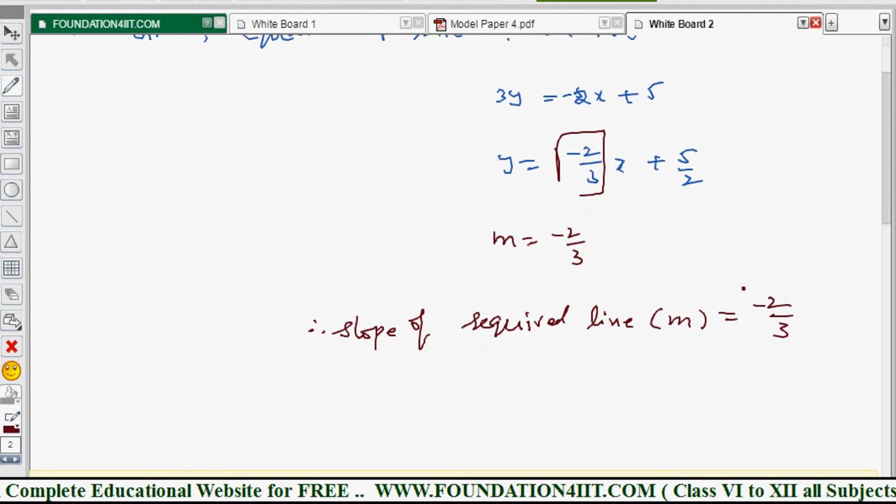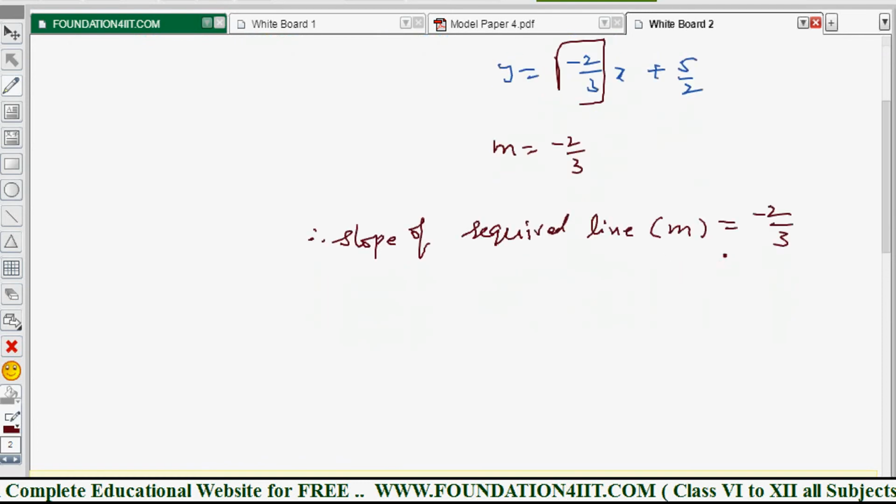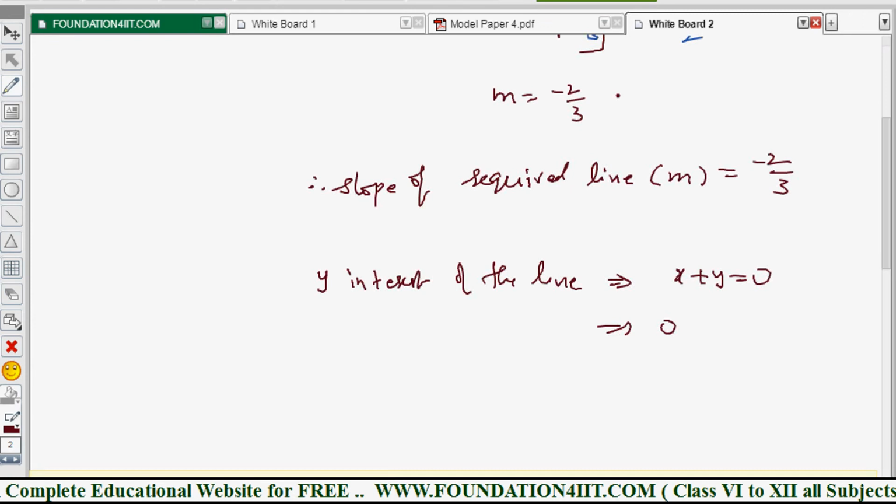So if you see the y-intercept of x plus y is equal to 0, the y-intercept of the given line is 0 itself, because x plus y is equal to 0 is passing through the origin. If x is equal to 0, then y also becomes 0. So the y-intercept of the line is 0. So slope is minus 2 by 3 and y-intercept is 0.